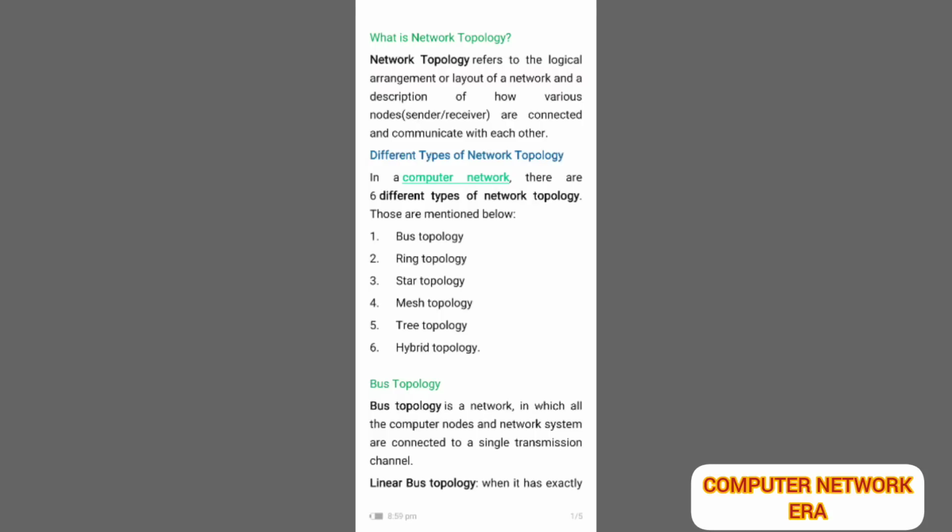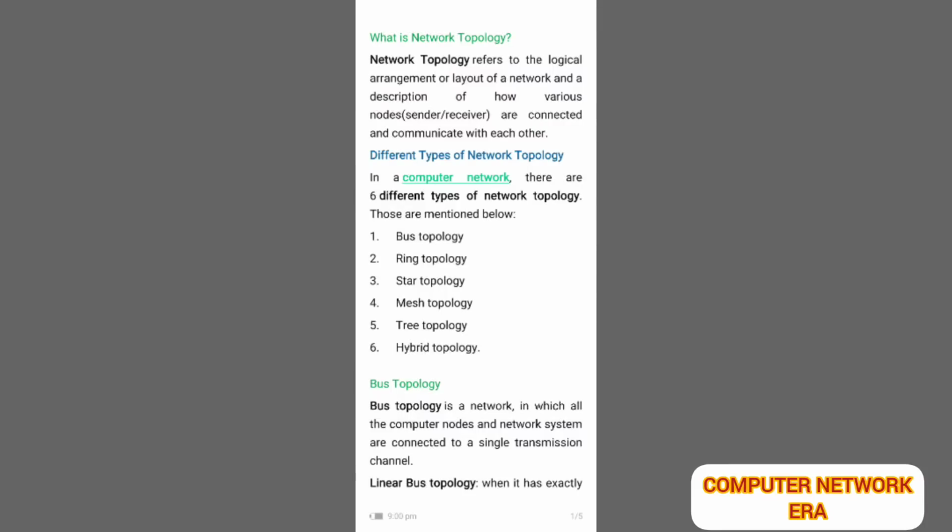We have six different types of network topologies. Today we are going to discuss only the first three topologies in detail. In the next video we are going to discuss the other three. So today we are going to discuss bus topology, ring topology and star topology, which are pretty simple. First of all, let's discuss the bus topology.